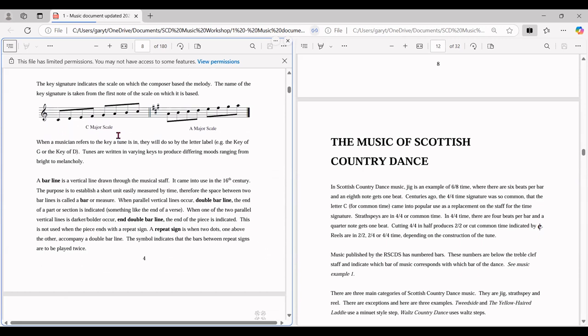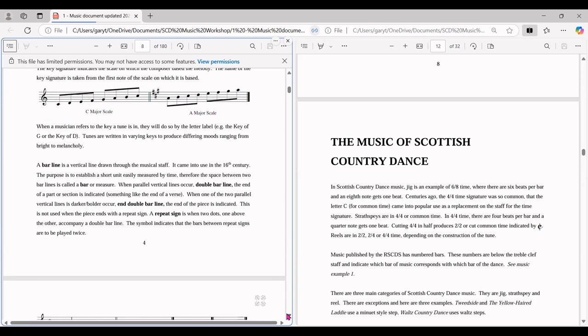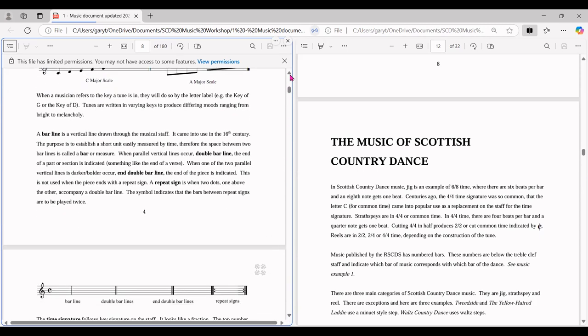So the example that I've given here is a C major scale and an A major scale. We've basically done that with A major and A minor. So we've combined the talk about major and minor into one here.